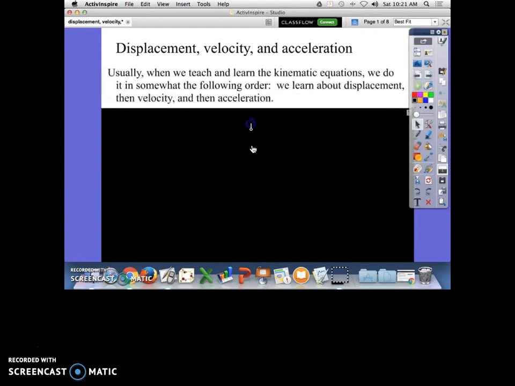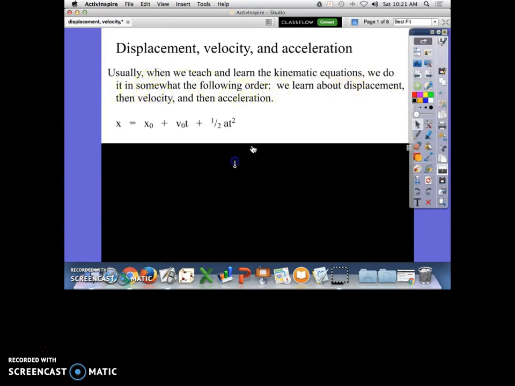Now, usually when we teach and learn the kinematic equations, which at this point you've probably seen and used, we do it in somewhat the following order. We learn about displacement first, then velocity, and then acceleration. So early on, you probably use this equation, x equals x sub 0 plus v sub 0 t plus 1 half at squared, to find acceleration. This is, by the way, once you've gotten into accelerated motion.